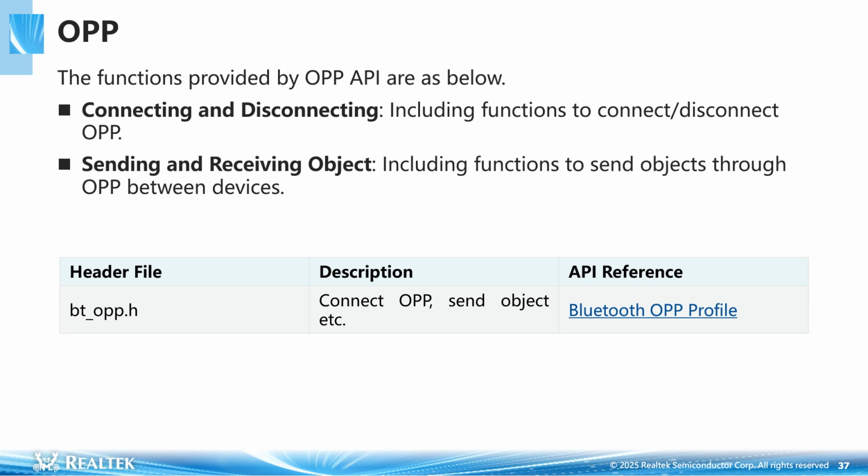The functions provided by OPP API are as below. Connecting and disconnecting, including functions to connect or disconnect OPP. Sending and receiving object, including functions to send objects through OPP between devices. More details of OPP-related APIs are provided in the SDK.